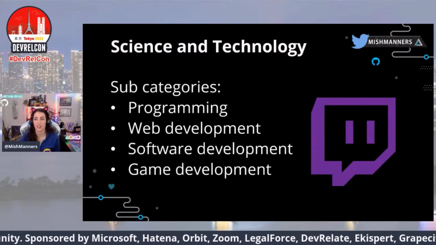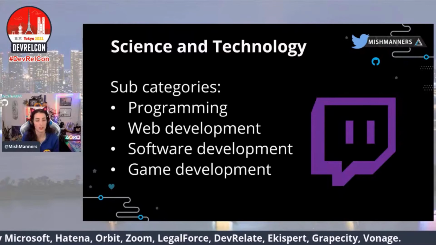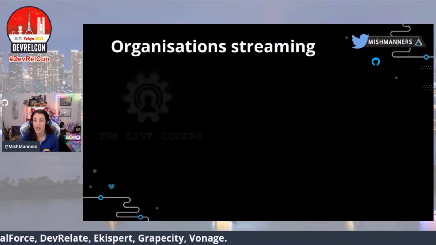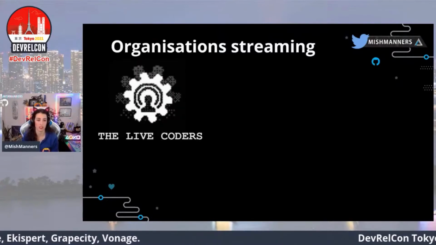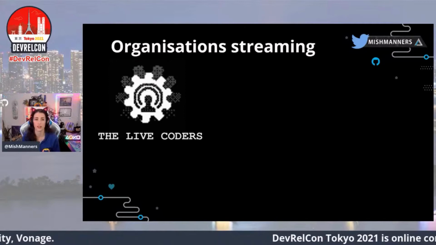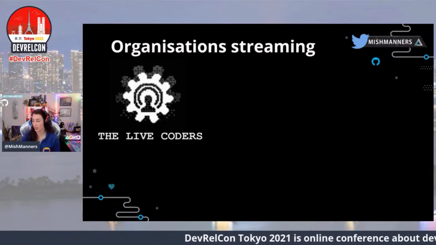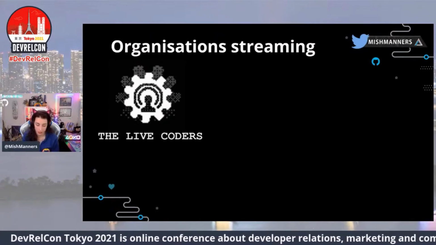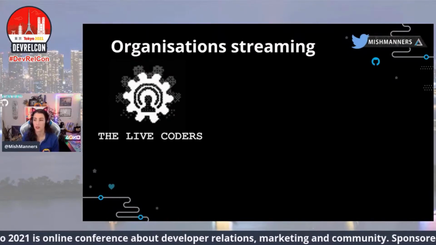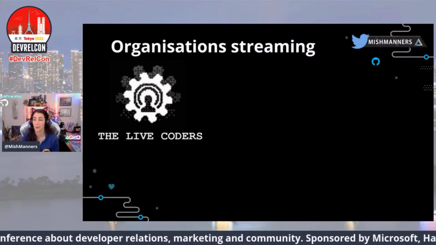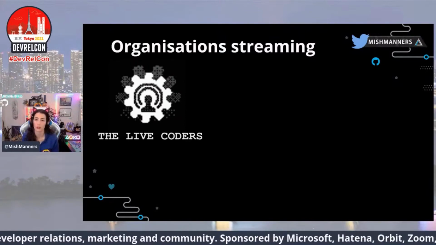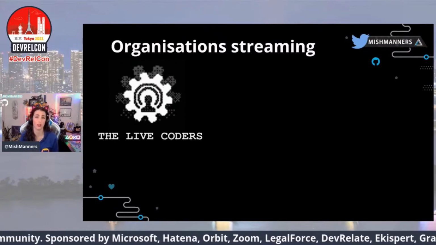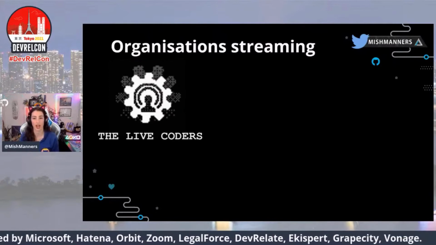Now, to get an idea of some of the organizations who are streaming on Twitch as well, I'm just going to call a couple of them out. There's obviously a lot more than this, but these are some of the companies and orgs that are streaming on Twitch. One of them is called the Live Coders. So this is a group of people, I think it's over 200 people now, and these streamers specifically stream code. So they stream a lot of live coding, whether it's a project that they're working on. Some of them even stream the work that they're doing, which is really exciting.